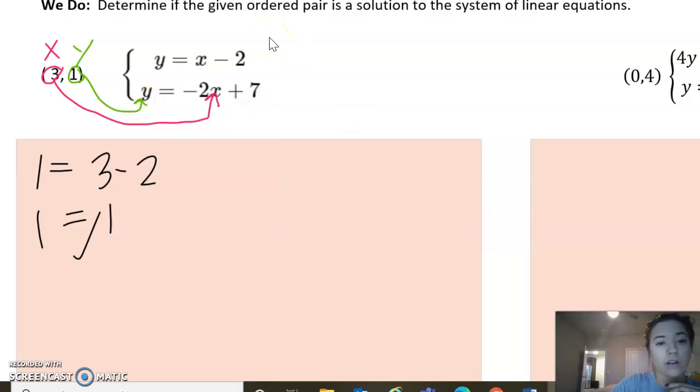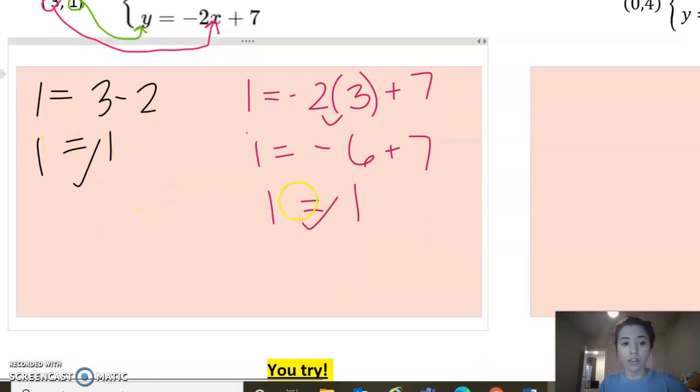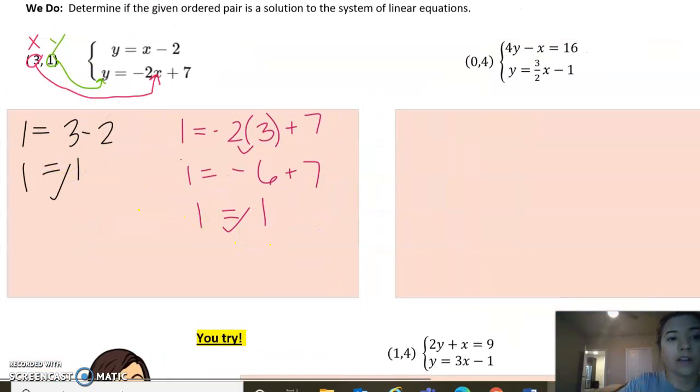I'm going to do this one in a different color. So y is 1 equals negative 2 times x, which was 3, plus 7. 1 equals negative 6 plus 7, and we get 1 equals 1. Again, that is true. So now both of these equations end up being true statements when we plug that in. So that means 3, 1 is a solution.